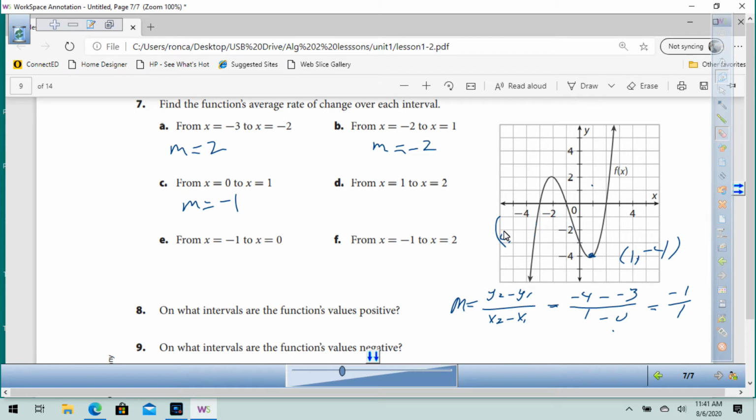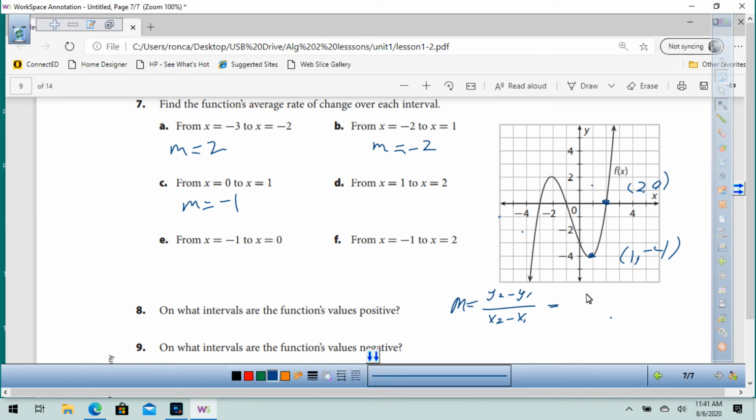What about from 1 to 2? 1 to 2, that's going to be 2, 0. So we're going to have 0 minus negative 4 over 2 minus 1. It's going to give us 4 over 1. So m equals 4.